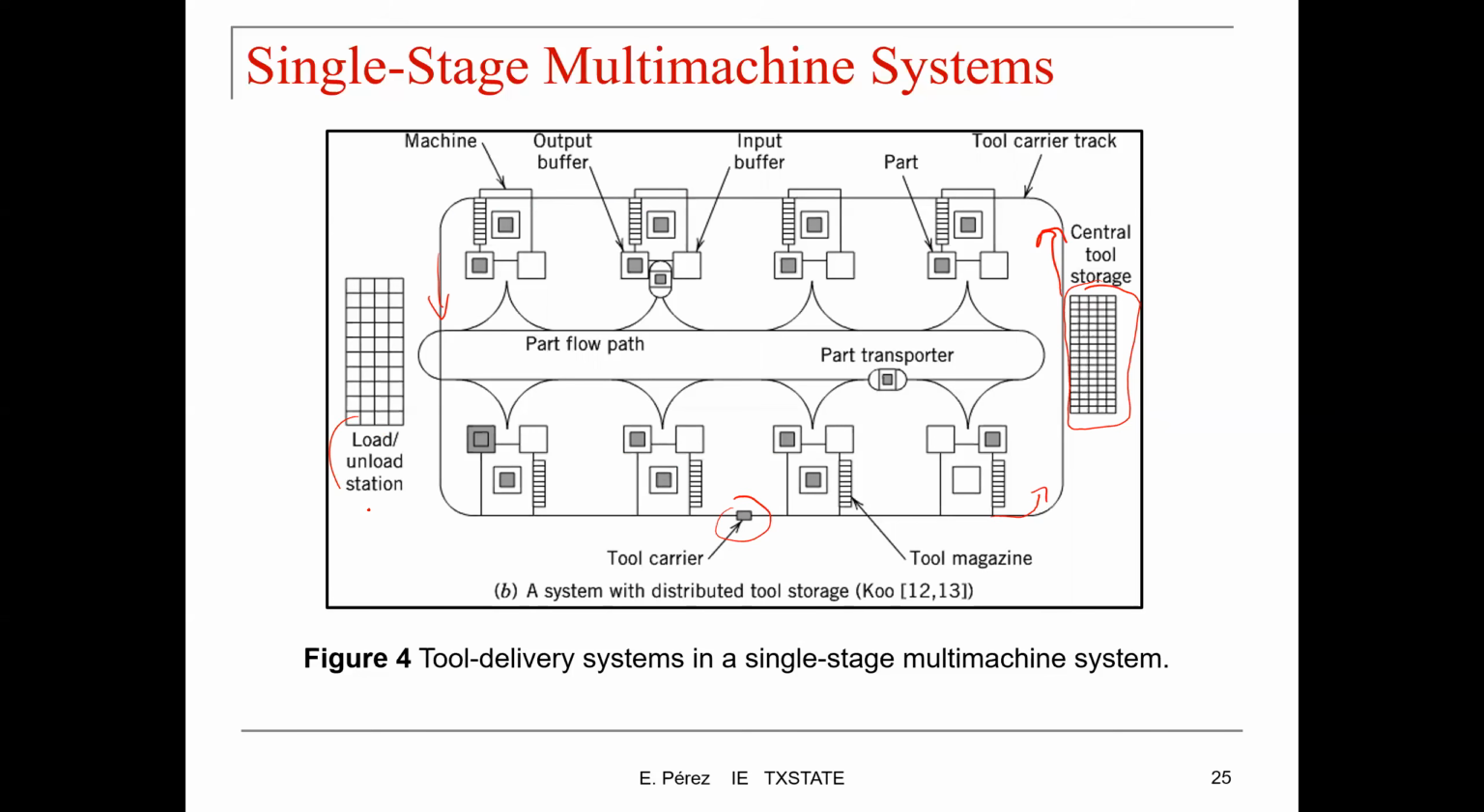And here we have the load and unload station for the parts. So the parts are going to be moving into the stations using this part transporter. And they are going to be assigned. So like here, that part is assigned to that particular machine. So parts are moving in this area, and the tools are moving on the outside. So this is a system with a distributed tool storage.